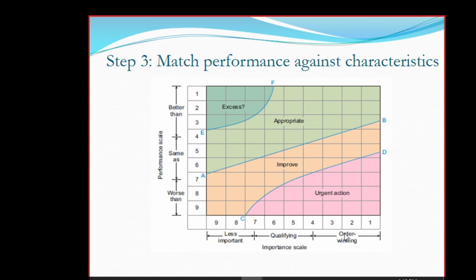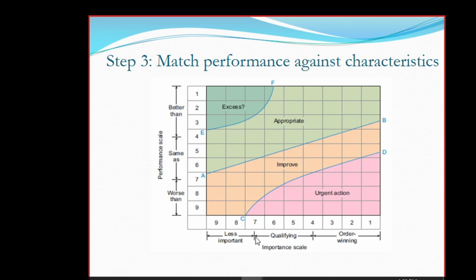On the x-axis I have the importance scale. Is this step 1 or step 2? Step 1, the importance scale as related to the customer. Here on the y-axis, I have the performance scale. Which step is this? Step 2. And notice that on each axis, you have numbers from 1 to 9.